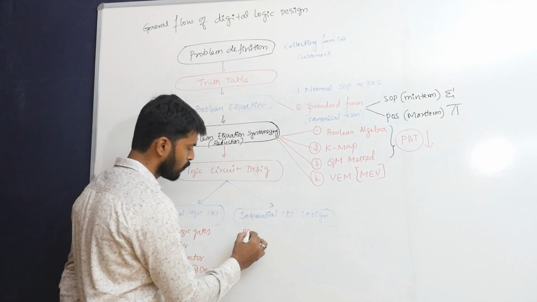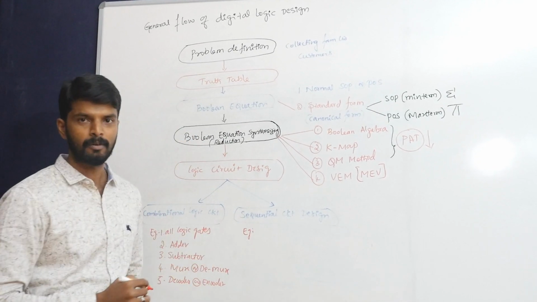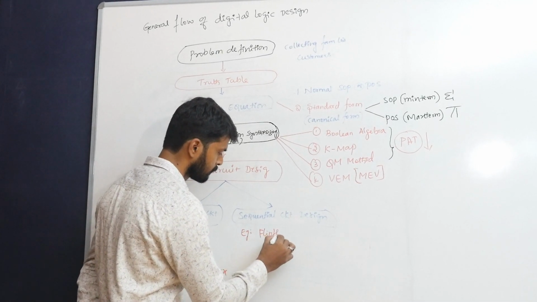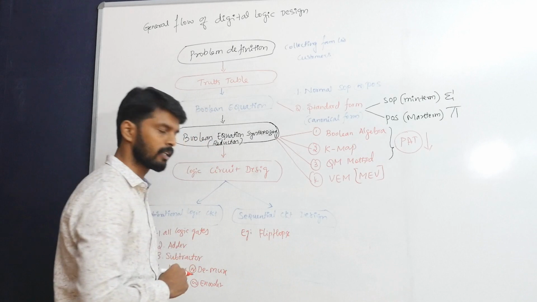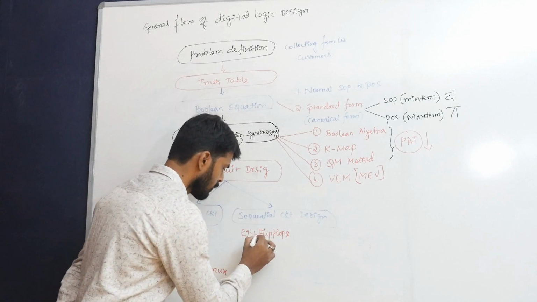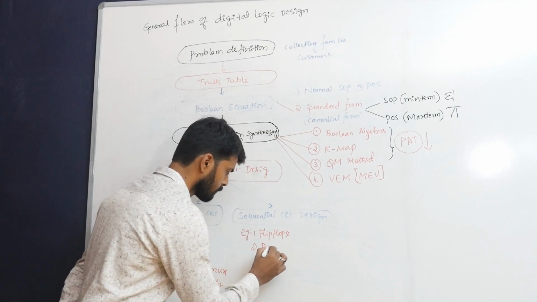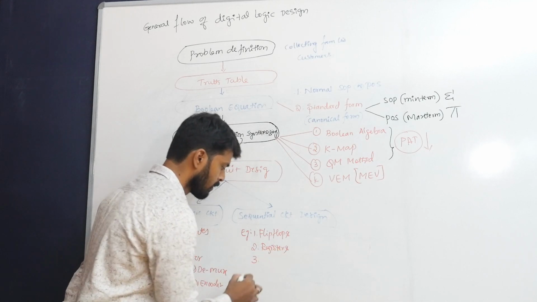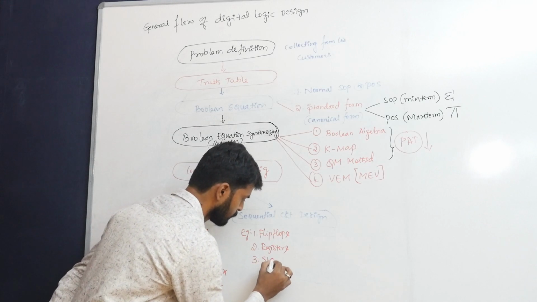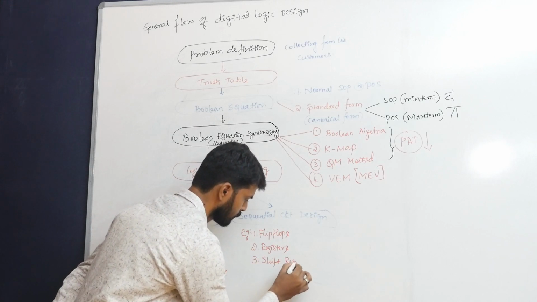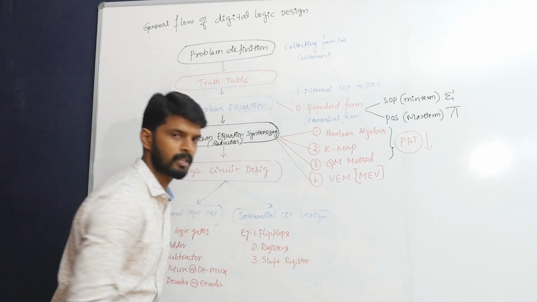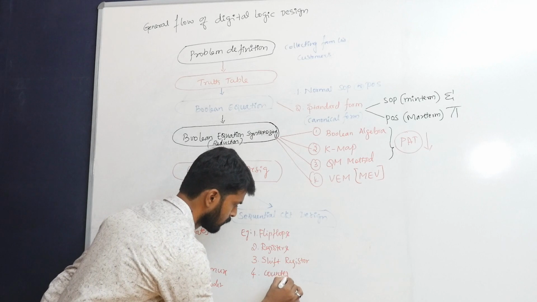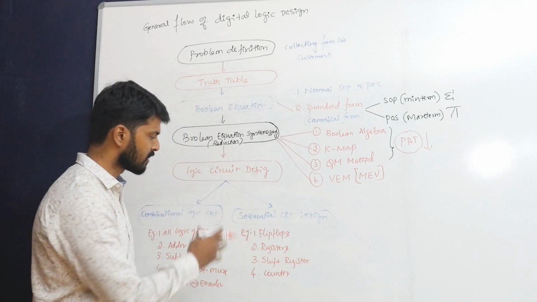Similarly, if I talk about sequential circuits, all the flip-flops come under the sequential circuits. Then the registers, shift registers come under the sequential circuits, or it may be a counter. So all of these come under the sequential circuit.